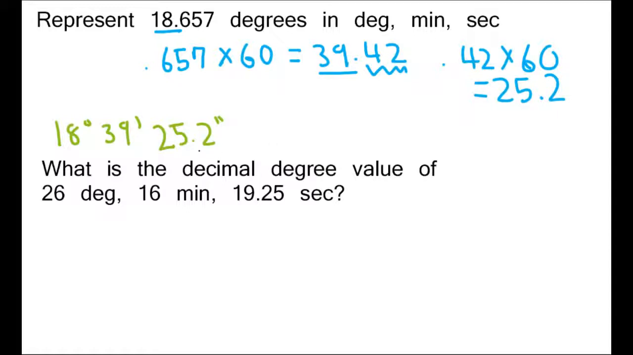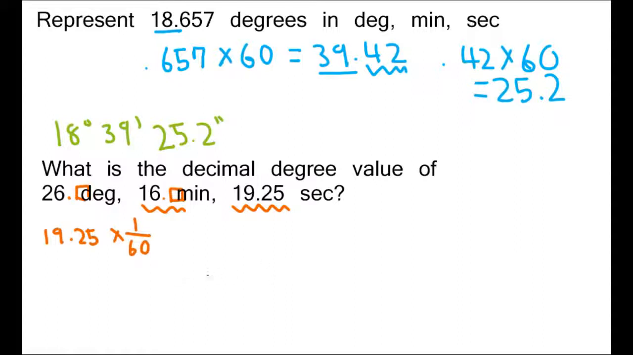Let's go on to the next question. What is the decimal degree value of 26 degrees, 16 minutes, and 19.25 seconds? Well, this is going to be simple. We're going to have to change this into the decimals for what minutes has, and then change the whole of this into the decimals of the degree. So first I take the 19.25 and multiply it by 1 over 60, or divide it by 60, whichever way you please to look at it.